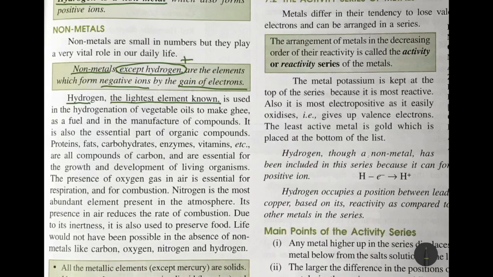And hydrogen is used in the hydrogenation of vegetable oils, okay? So oil is extracted from vegetables to make ghee. Important vegetable oil is the refined oils that we use at home. And hydrogen is also used as a fuel and in the manufacture of different compounds. And of course it is an essential part of organic compounds.